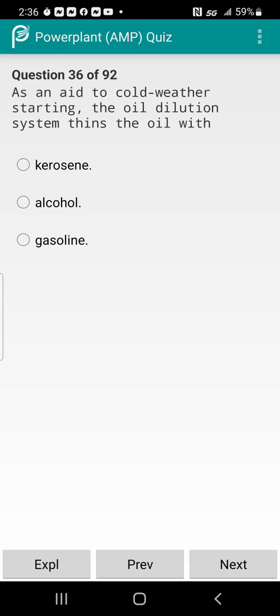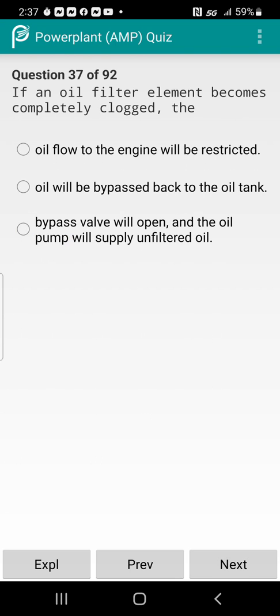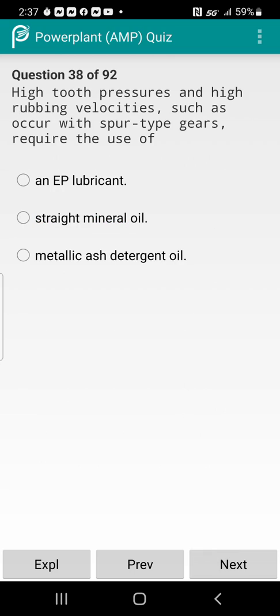As an aid to cold weather starting, the oil dilution system thins the oil with gasoline. If an oil filter element becomes completely clogged, the bypass valve will open and the oil pump will supply unfiltered oil. High tooth pressure and high rubbing velocities, such as occur with spur type gears, require use of an extreme pressure lubricant, or EP lubricant.